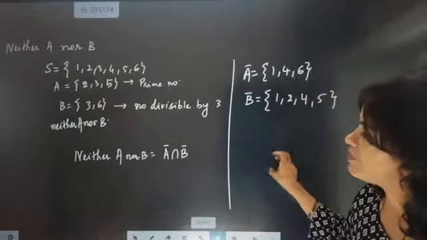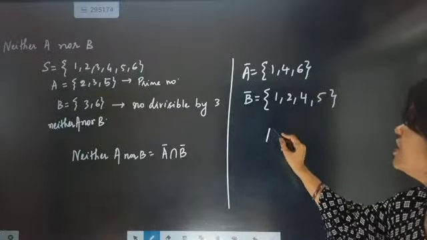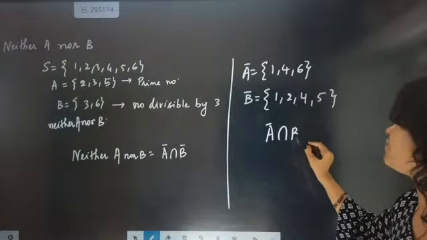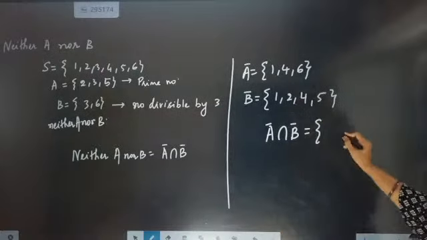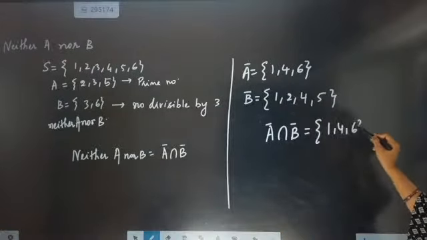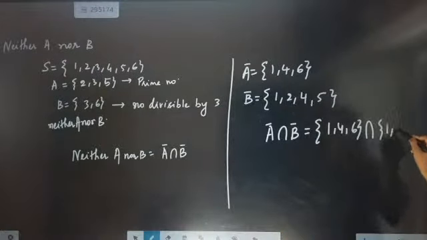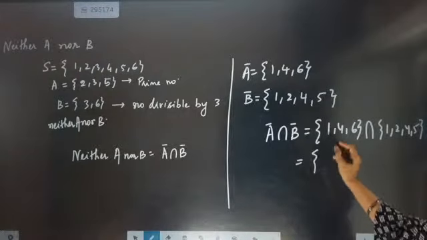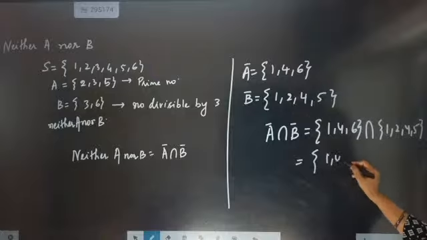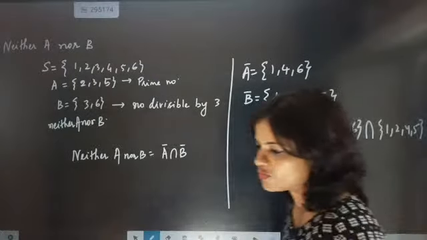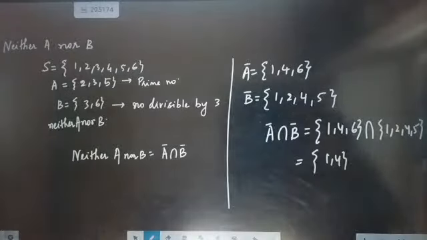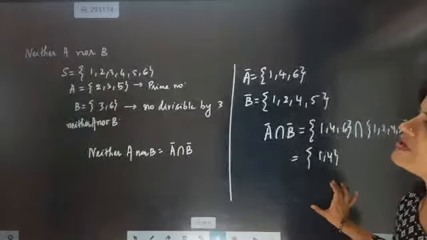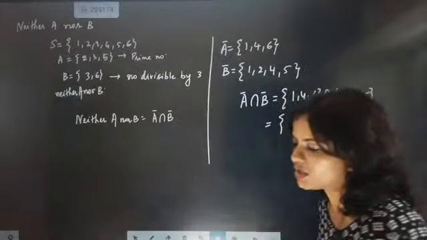After getting A complement and B complement, beta, next part is you have to find the intersection of A complement and B complement. A complement is coming as 1, 4, 6, and B complement is 1, 2, 4, 5. Now what is common between them is 1 and 4. So the answer will come as 1 and 4. Dipankar, absolutely correct. Super performance. So I hope you have understood how to go for this neither A nor B.